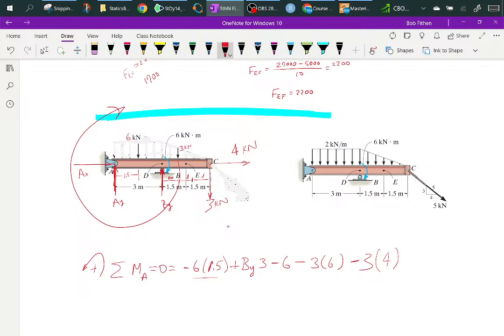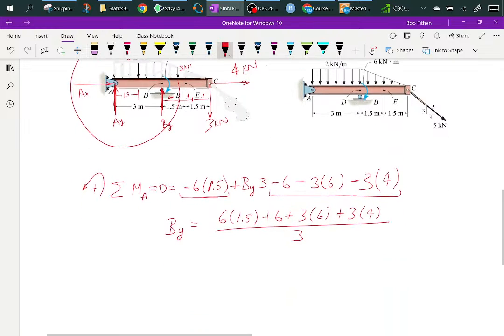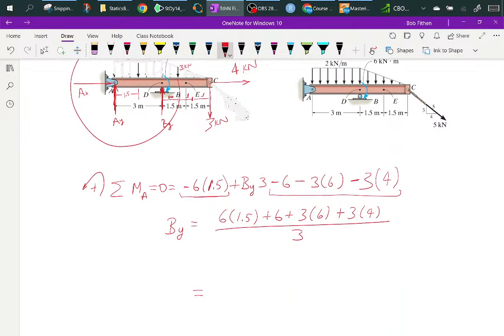So now I just got to gather junk around. So it looks to me like I'll take all of these. They're all minuses. I'll move them over. So I'll say BY is equal to 6. I'll write them down complete first. Plus 6 plus 3 times 6 plus 3 times 4. And then I got to divide by 3.